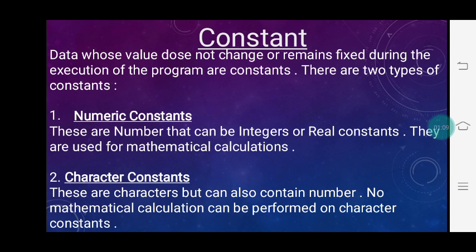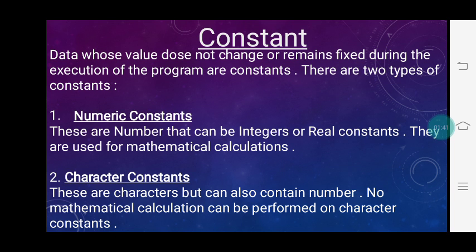just consider one example, 4x. Here 4 is the constant and x is the variable. Here 4 cannot change, so it is called a constant. Whereas variables are like x, y, z, a, b, c, all these are variables. Constants are of two types, numeric constant and character constant.